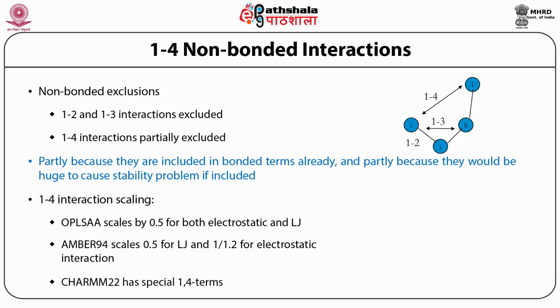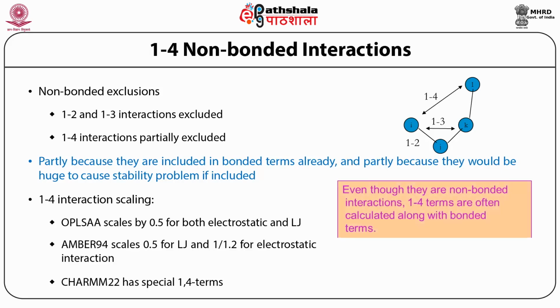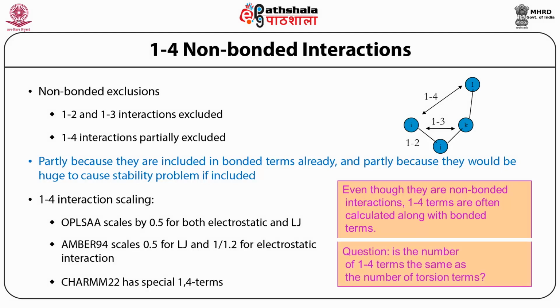Why is this so important? The reason is written in the corner of this slide, which says very clearly that even though all the non-bonded interactions and the 1-4 terms are often calculated with the bonded terms, the reason is, as I explained to you earlier, that it also comes as a part of torsional angle energies. So there could be a question, and this is an interesting question: is the number of 1-4 terms the same as the number of torsional terms? I will leave this question to you to answer.